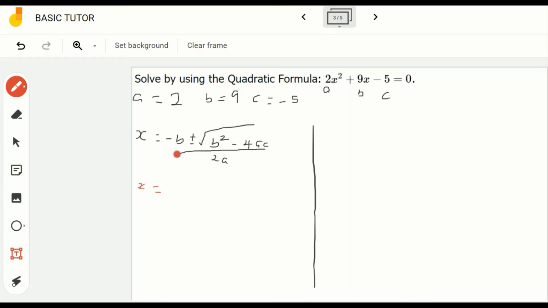So therefore we can see that x is equal to minus b, b is 9, so we have negative 9, plus or minus the square root of b squared, it becomes 9 squared, minus 4 times a, our a is 2, times c, our c is negative 5, all divided by 2 times a, our a is 2.